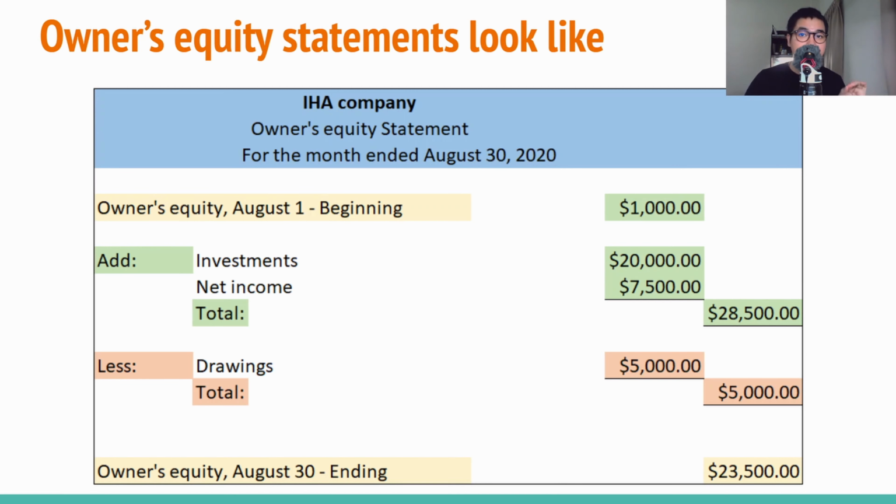So these three factors, including the beginning owner's capital, indicate how the owner's equity has increased or decreased during August 30, 2020. Moreover, as you are seeing, the IHA company reported the net income, therefore it was recorded into the add category. However, if the IHA company reported a net loss, it would be recorded into the less category. Finally, we get the ending owner's equity of 23,500.